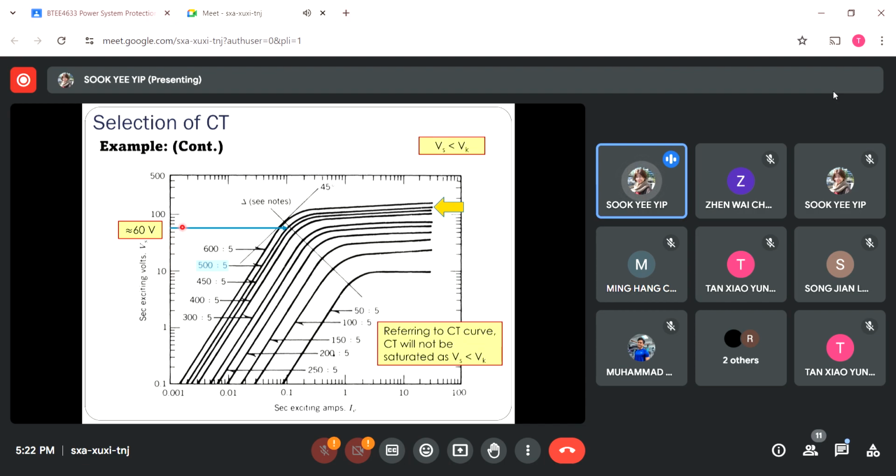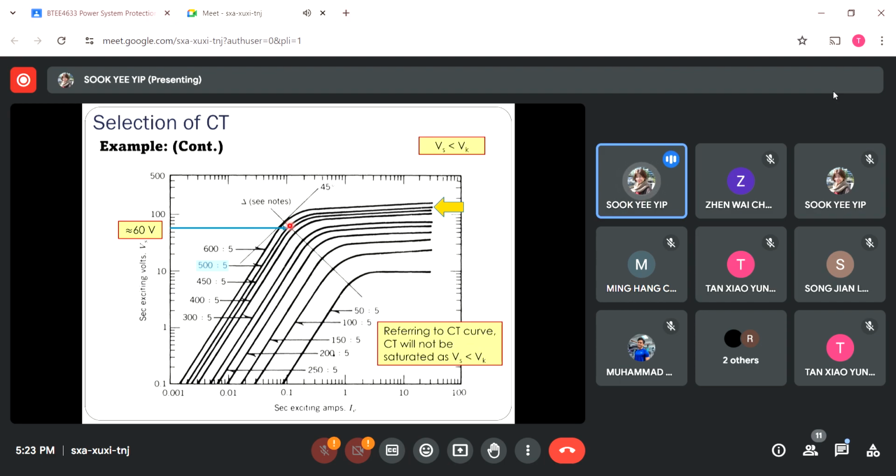So if you draw a horizontal line here, you will notice that 60 volts, which is the secondary voltage induced at the secondary side, is actually slightly lower than the midpoint voltage. So with such a case, we fulfill these situations where this current transformer will not turn into saturation. But why? With the voltage induced at the secondary side right now actually lower than the midpoint voltage. So this is the first way for you to solve this example.